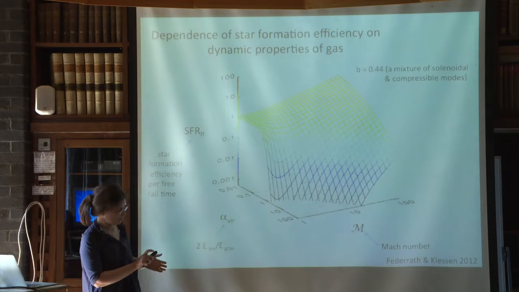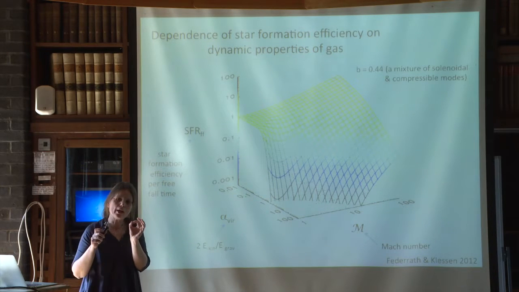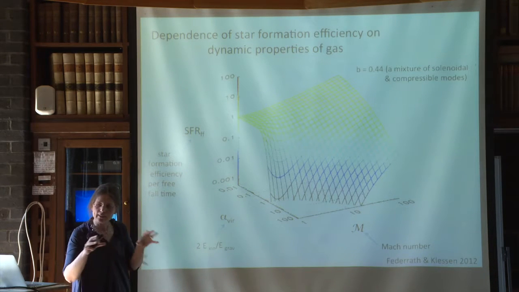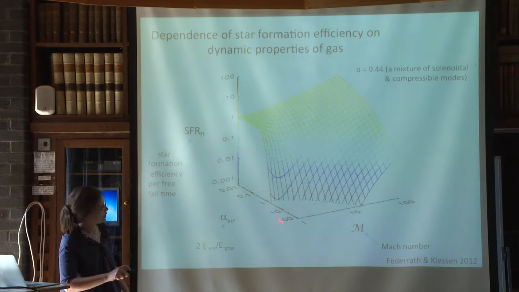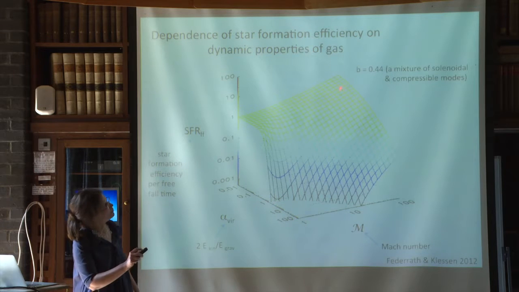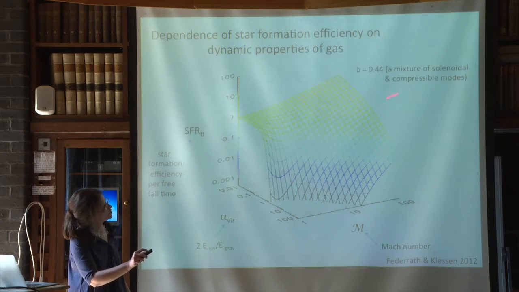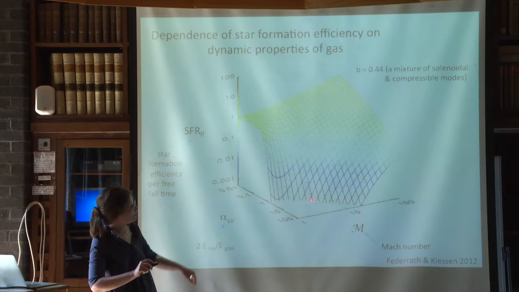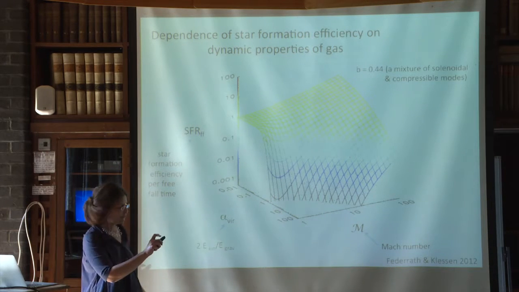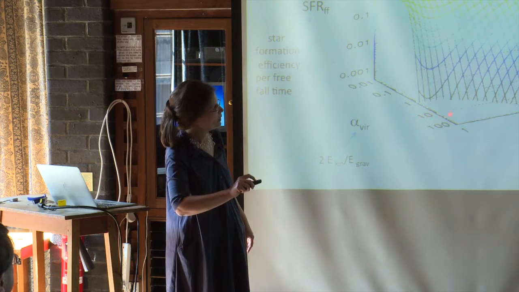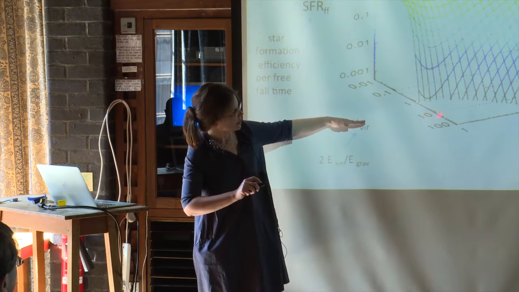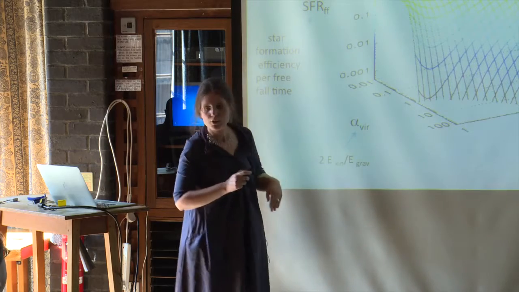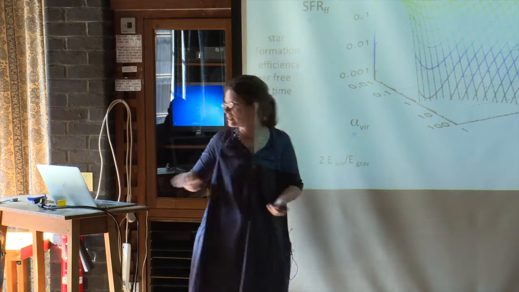So as I said, rather than the efficiency being just one number, your star formation efficiency per freefall time will depend on the dynamical properties of the gas in very sensible ways, right? Here we fix the mixture of solenoidal and compressible modes, but we could think about what happens when we vary the virial parameter and the Mach number. I won't go into it, but just to show you that the efficiency is not a constant, it varies with these parameters in a sensible way. For example, for a fixed amount of gravitational energy, when the Mach number increases, your star formation efficiency increases, which makes sense, right? Because you're compressing more gas in your simulation.